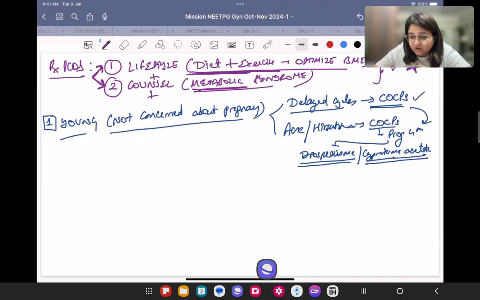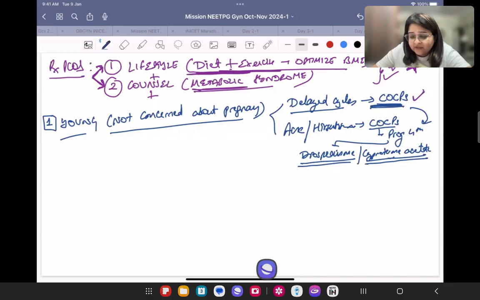So don't look for this option immediately. Look for this option as a secondary option. So if you get a question in the INI and it is multiple choice, then this will be there, this will be there, this will be there. But if you just have to choose one option, please understand that the option is going to be diet and exercise. Why do we give combined contraceptive pills?